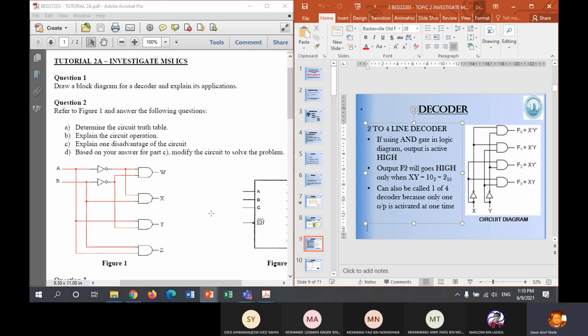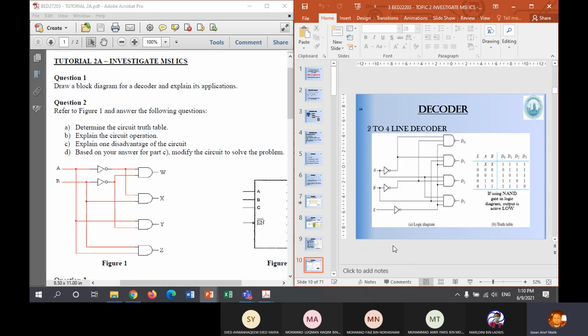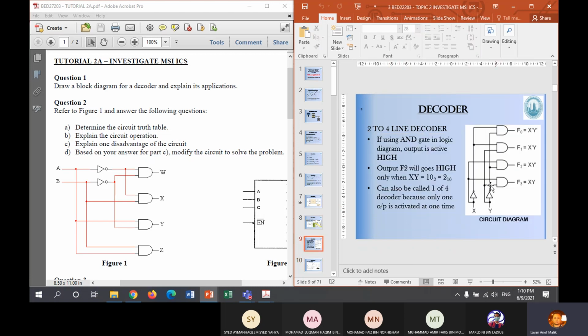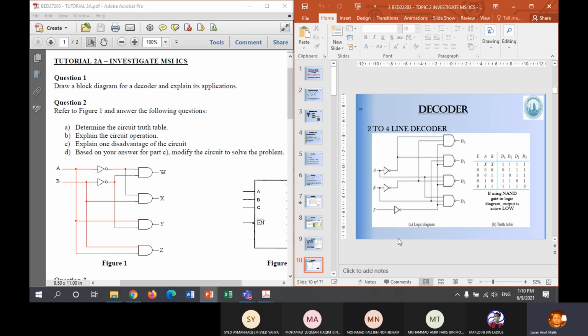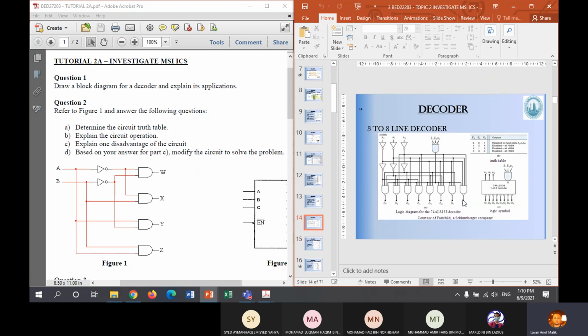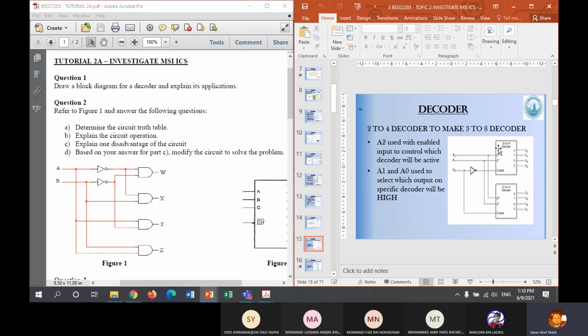Okay, so bila tak ada enable ni, what happens, kita tak boleh gunakan dia untuk gabung dia jadi lagi besar. Jadi guna 3 macam ni lah. Ni 2 to 4 line ada enable. Yang ini 2 to 4 line tak ada enable. So disadvantage dia tak ada enable input. Enable input tu sangat penting. Dia boleh expand lagi dia punya operation. Kita boleh combine dia jadi macam ni 2 to 4 jadi 3 to 8 ni. Sebab apa? Sebab dia ada enable input.